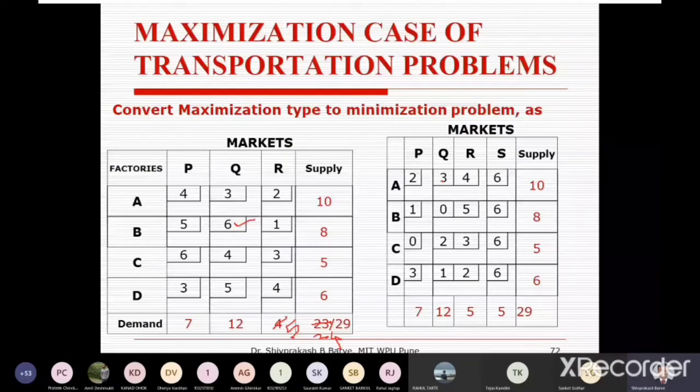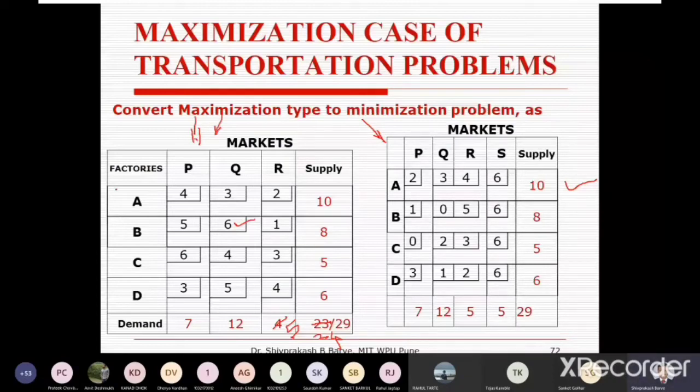6 minus 2, it becomes 4. We have added one more column, and we have considered all these figures 6. So 6 minus 0, it becomes 6. Then here 6 minus 5 is 1, 6 minus 6 is 0. Like this we have changed all the values. And here this is the maximization type problem, and this is the minimization type problem. Right? So we have changed the problem from maximization to minimization type.